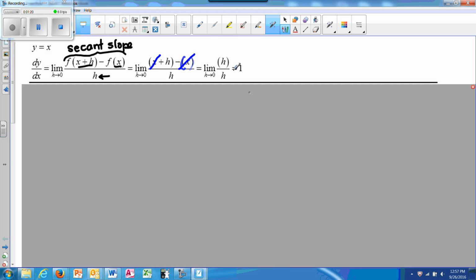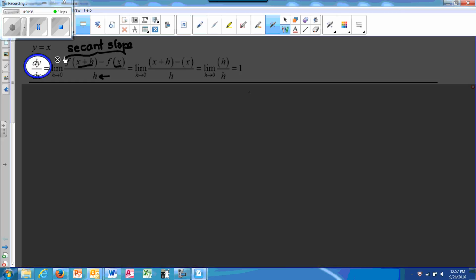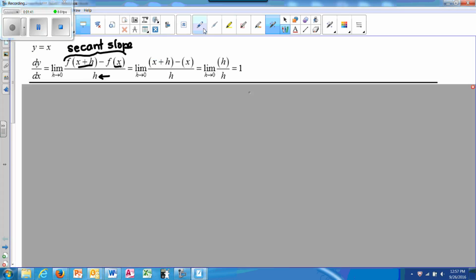If we simplify, the x and the minus x cancel, and we're left with h over h. And that cancels to leave us with 1. So we really don't have anything to substitute the h approaches 0 into. So that means that the derivative dy dx for any line y equals x is going to be just 1. So we would say that y prime equals x.